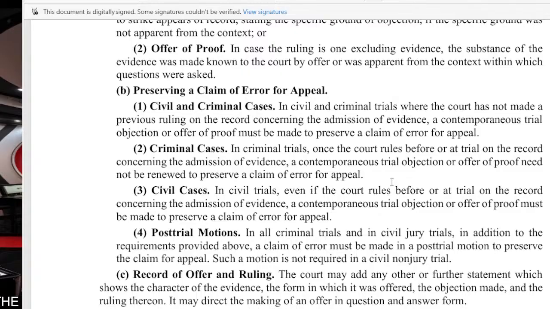Criminal cases. In a criminal trial, once the court rules before or at trial on the record concerning the admission of evidence, a contemporaneous trial objection or offer of proof need not be renewed to preserve a claim of error for appeal. Civil cases. In civil trials, even if the court rules before or at trial on the record concerning the admission of evidence, a contemporaneous, let's just say, trial objection or offer of proof must be made to preserve a claim of error for appeal. Yeah, this is definitely something I'm going to have to reread on my own at a later time. This is another good one.